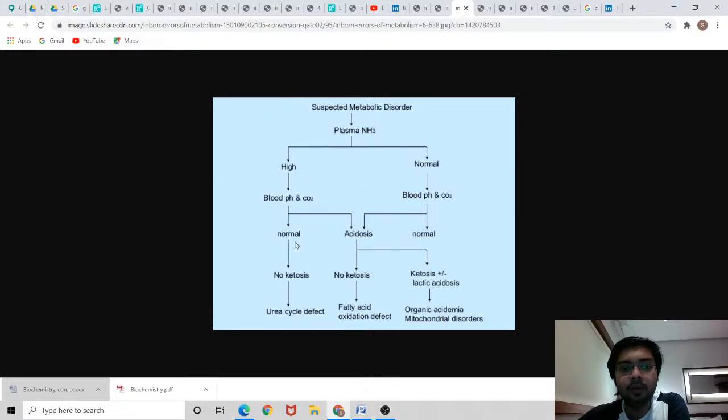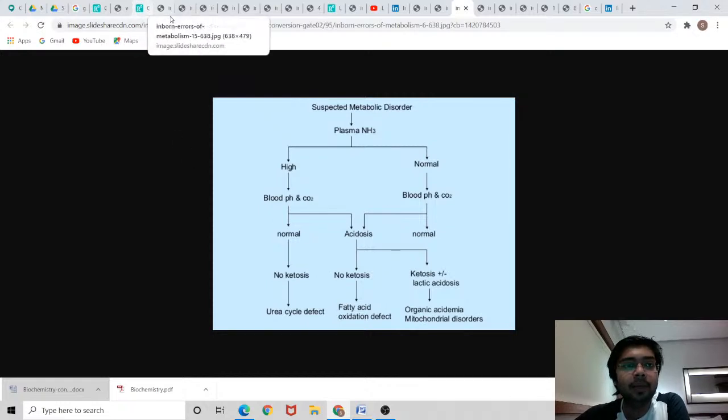I don't want to complicate, just know that urea cycle defects will be very clear. They would have mentioned things about it, and you just need to see, because there are many enzymes, many steps deficient. So every step has a different enzyme and different things to mention. In urea cycle defect, you will find the ammonia high, but the pH will be normal. So again there will be no ketosis. If there is ketosis or lactic acidosis, it will fetch you towards organic acidemia or mitochondrial disorder.